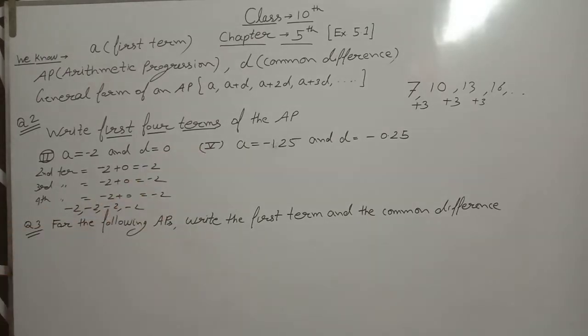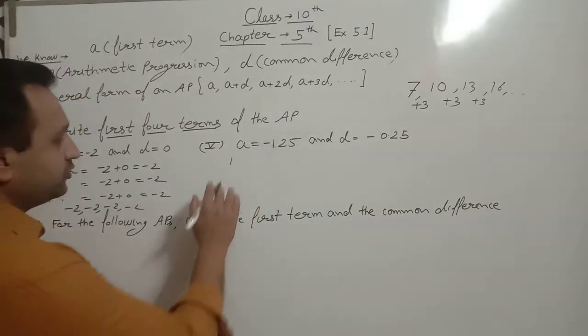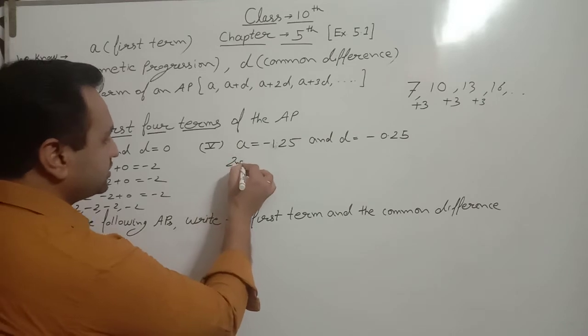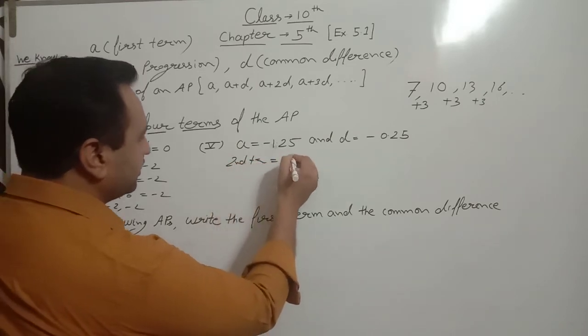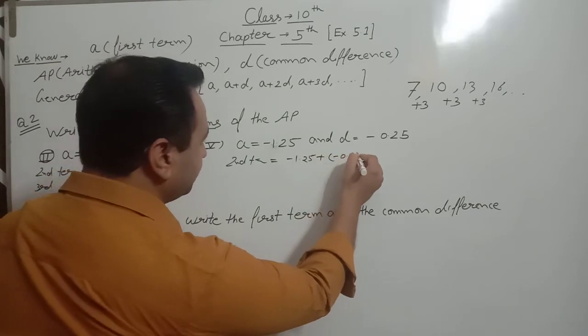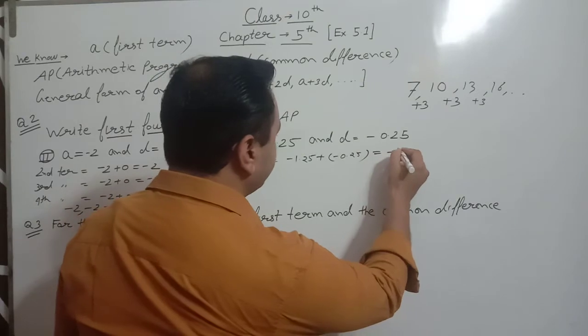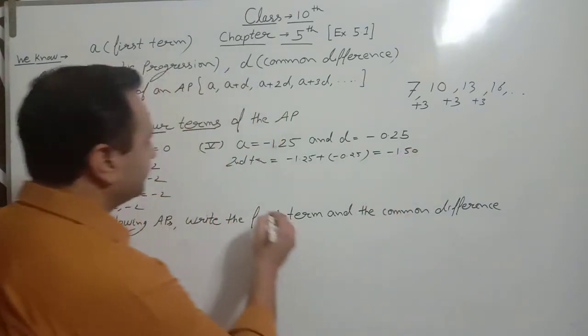In the fifth part, the first term is also indicated as -1.25. Second term: -1.25 plus -0.25, and the answer is -1.50.